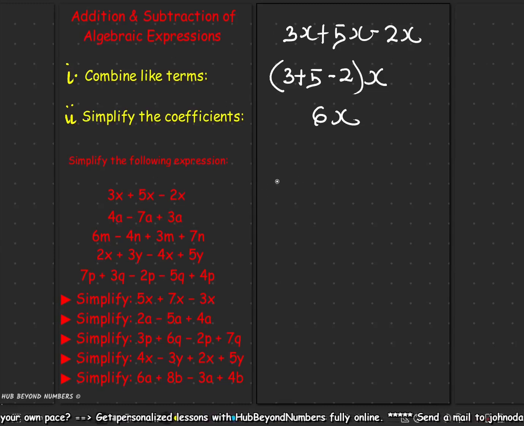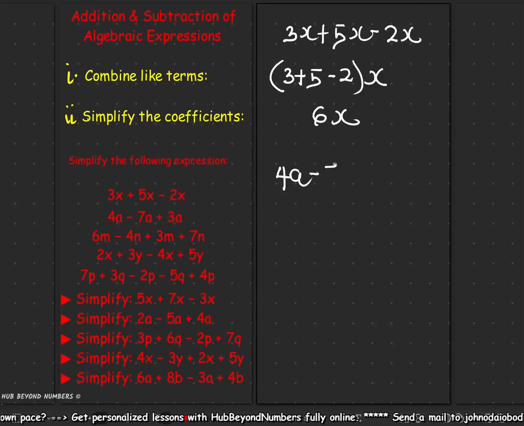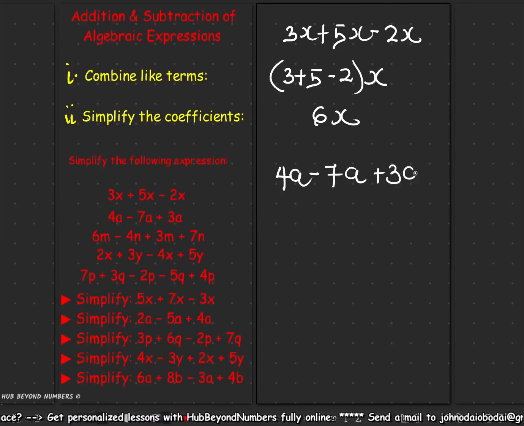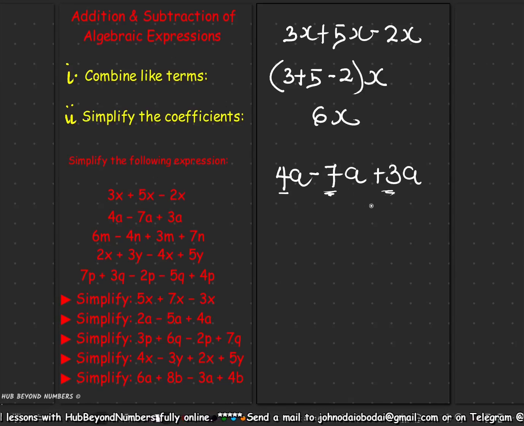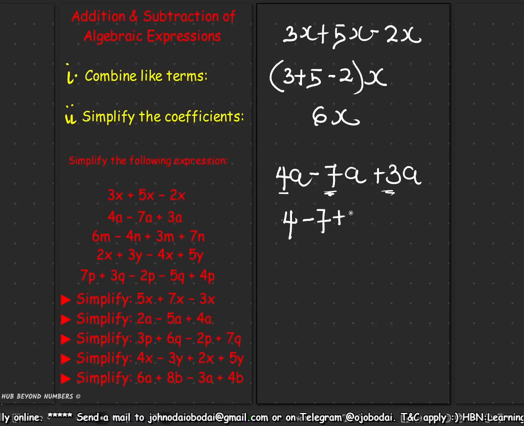For the second example, it says 4a minus 7a plus 3a. Once again, they are all like terms. So we simplify their coefficients. The coefficients here are 4, negative 7, and then positive 3. Take note, the coefficients move along with the symbols in front of them. They all form part of the coefficient. That is why 7 is going with the negative. So we have our 4, then minus 7, then plus 3.